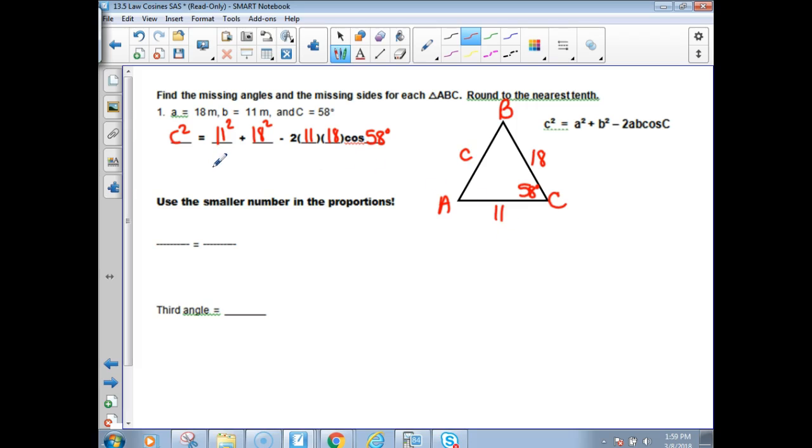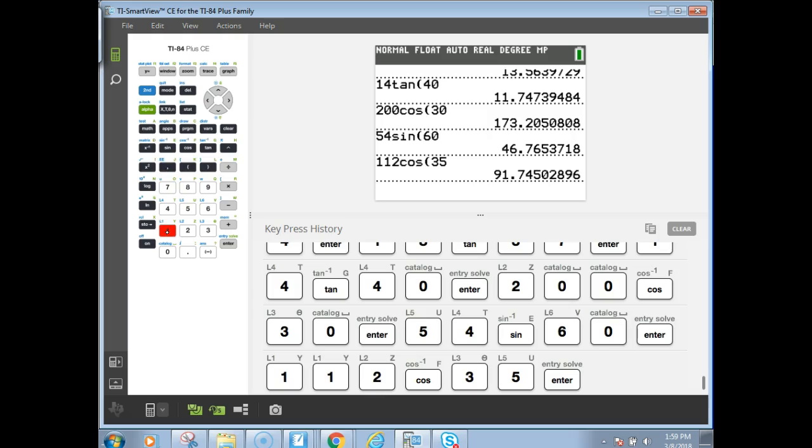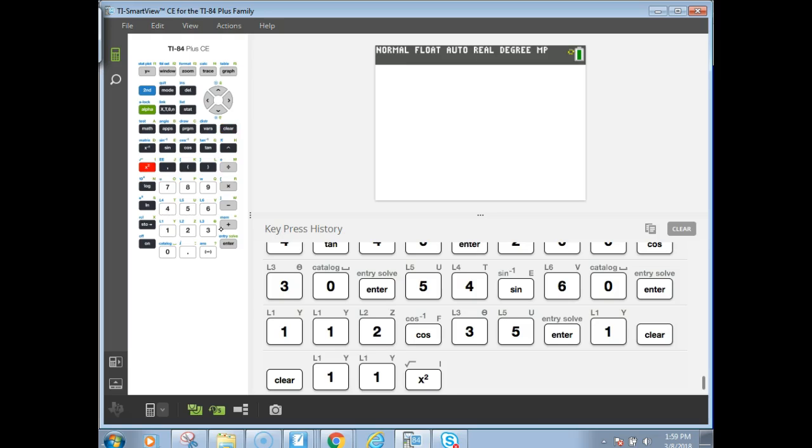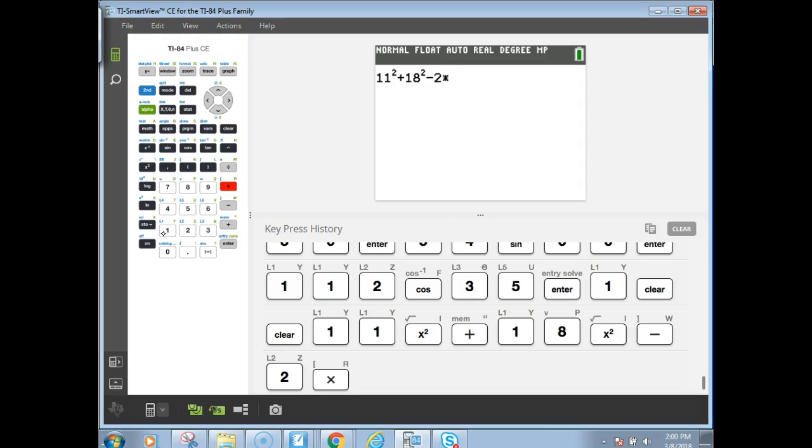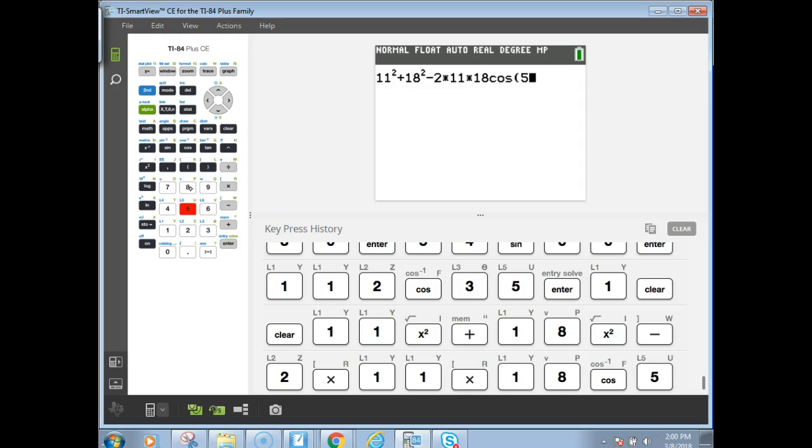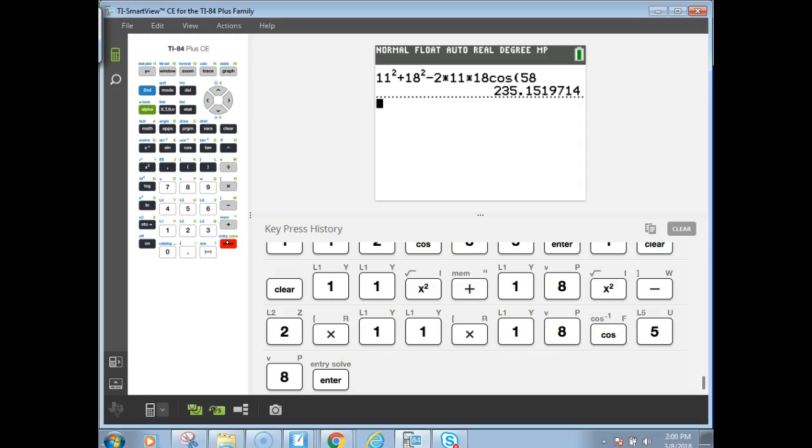All right, so I'm going to find other parts. So what we want to do is type all of this in our calculator. So I'm going to clear this out. 11 squared plus 18 squared minus 2 times 11 times 18. And then hit cosine. I forgot the angle. 58, thanks. All right, that gives us 235.1519, blah, blah, blah. Now, we have not finished the problem because that actually equals C squared.